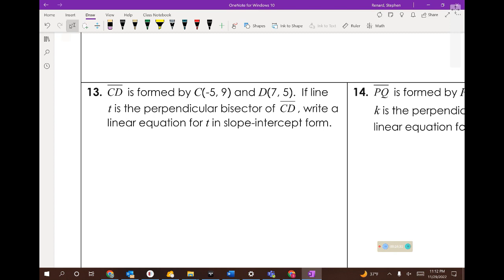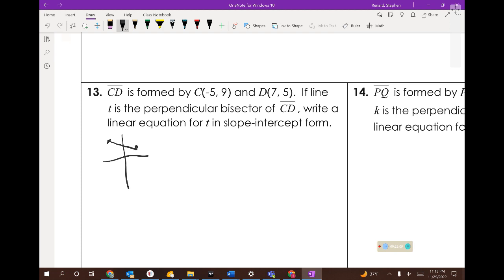CD, that's segment CD, is formed by this. If a line is perpendicular to it, write a linear equation for T in slope-intercept form. So CD is formed by -5, 9 and 7, 5. Okay, so if we were to graph this, -5, 9 over 7, 5, we're looking at this. If line T is the perpendicular bisector of CD, write a linear equation for T in slope-intercept form.